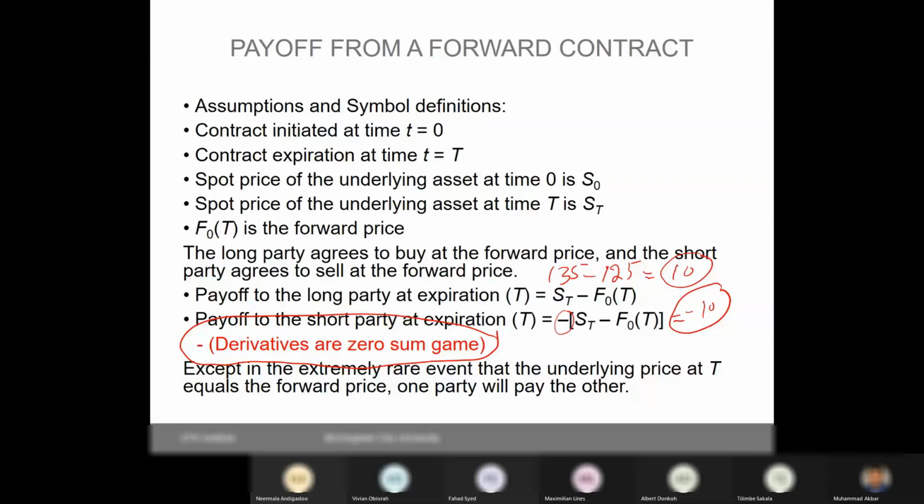And when the stock price was 115, you can just reverse this. So if Mr. A is earning $10, Mr. B is losing $10. If Mr. A is losing $10, then Mr. B will be gaining $10. So it's a zero-sum game. Somebody's gain is somebody's loss, just like in gambling. There is a possibility that in future, in 3 months time, this price may be 125. In that case, 125 minus 125 is equal to 0.